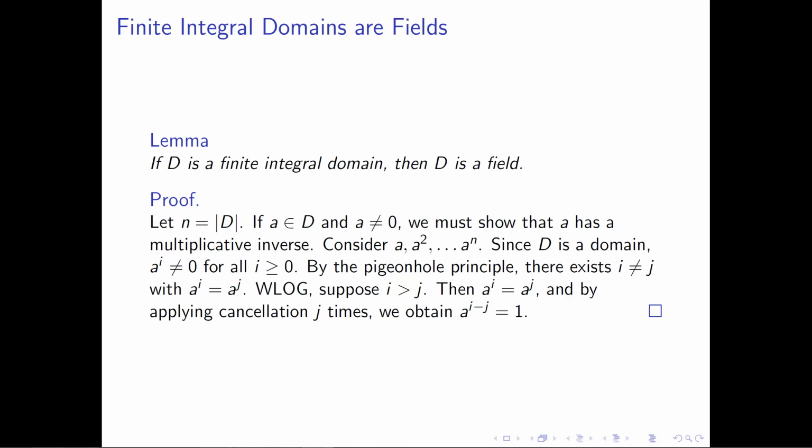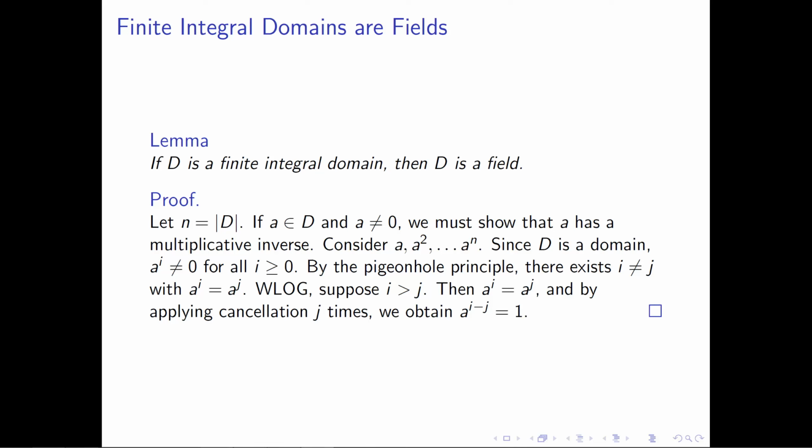And let's see how the proof goes, because this is a nice example of how we work with things as fields. So we're assuming that D is a finite integral domain. So let n be the number of elements inside the set D. If a happens to be an element of D and a is non-zero, then in order to show that D is a field we need to show that a has some sort of multiplicative inverse. So to do this, here's the trick. What we want to consider are the first n powers of the element a. So a to the first, a squared, all the way out through a to the nth power.